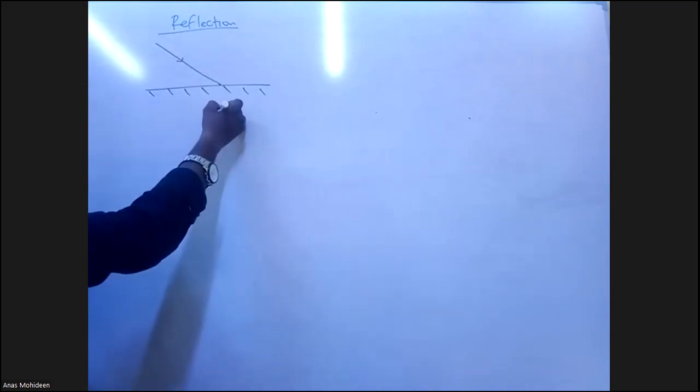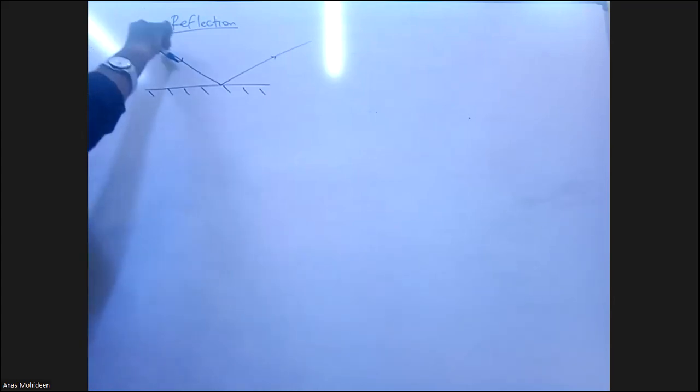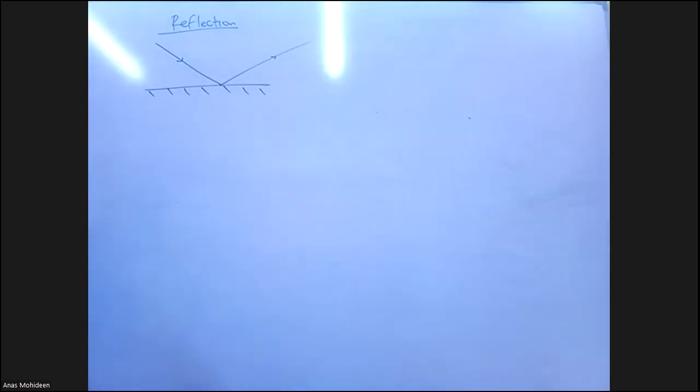A light ray falling on a surface, a straight line, right? From this point, what happens is, giving the same angle, it moves out into the same medium. A light ray falling on a surface, turning back or bouncing back, moving into the same medium is called reflection. So in this case, there are some parts that we have to learn.